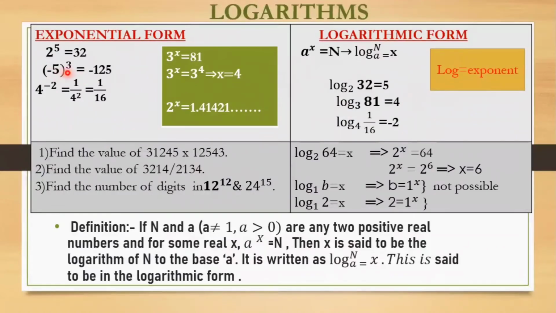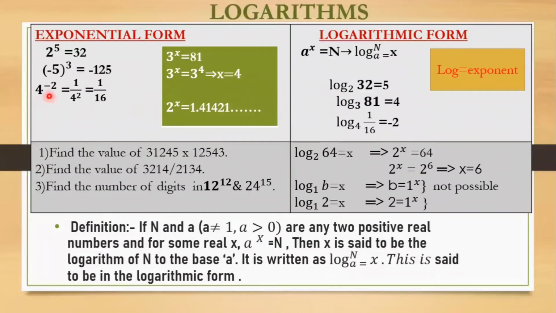Next one, minus 5 whole cube is equal to minus 125. So here, can we write this exponential form into logarithmic form? No, we can't write this example as a logarithmic form, since the base a and n are negative numbers. The condition in the definition of logarithm is that n and a should be positive real numbers. But here a and n are negative numbers. So we can't write it into logarithmic form.